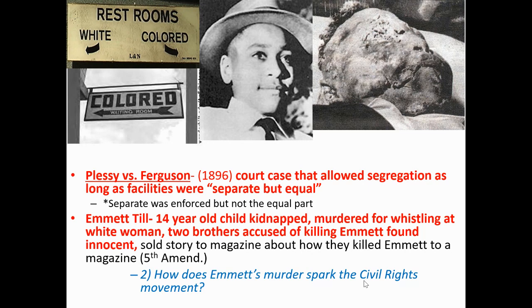Now, the two brothers accused of killing Emmett were found innocent in a court of law, even though Emmett's grand uncle testified in court that he saw the men take him from the house, and it was obvious that these guys did it. An all white jury found the men innocent. And then these men told a story about how they killed Emmett to a magazine, because the Fifth Amendment says you can't be tried for the same crime twice.